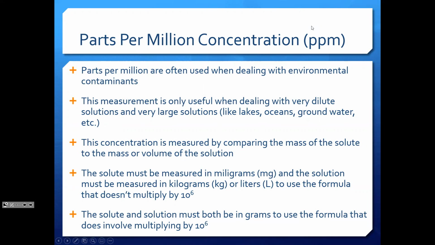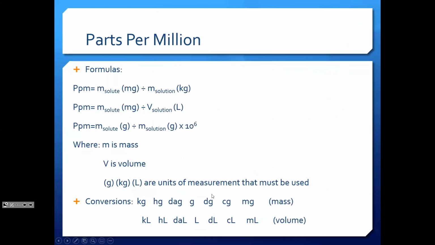The concentration is measured by comparing the mass of the solute to either the mass or the volume of the solution. The trick is that the solute has to be measured in milligrams, while the solution is measured in either kilograms or liters. Or you can use a formula that multiplies your answer by 10 to the power of 6, but a lot of people don't like using exponents. If they're both in grams, you can, however, use the formula with the 10 to the power of 6.